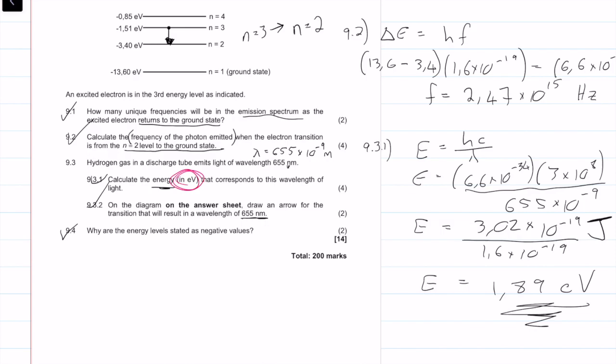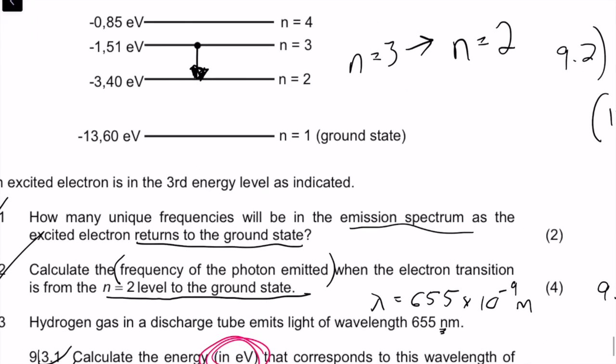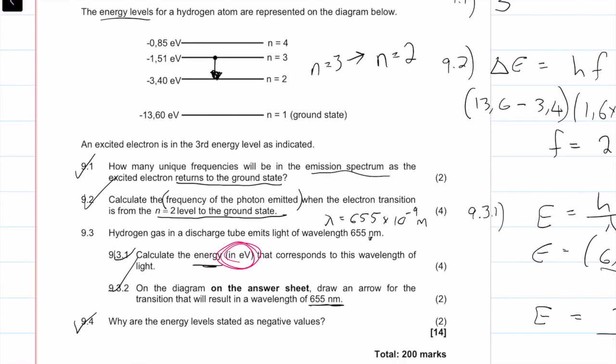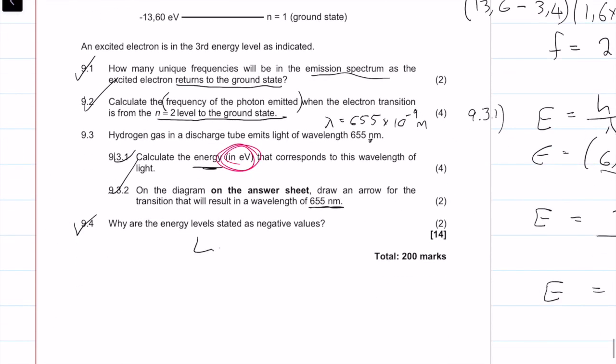Okay, I hope that makes sense. Just to reiterate, they state it as negatives because the energy must be released from the electron to move to a lower energy level. And we get 2 marks for that. So this was a theory question.